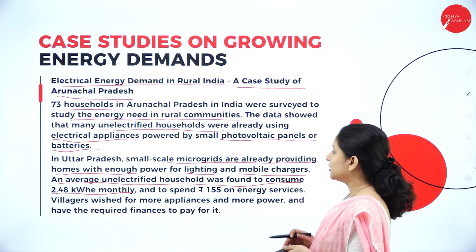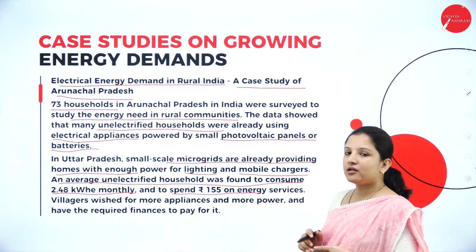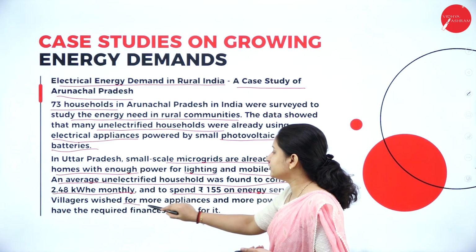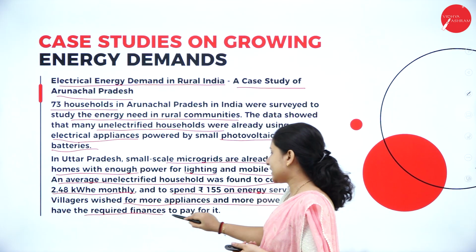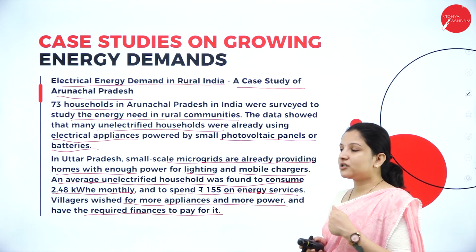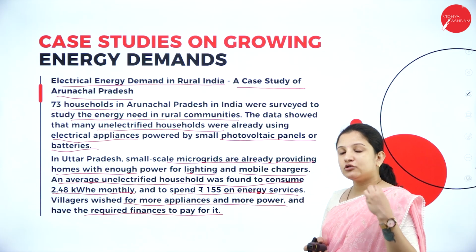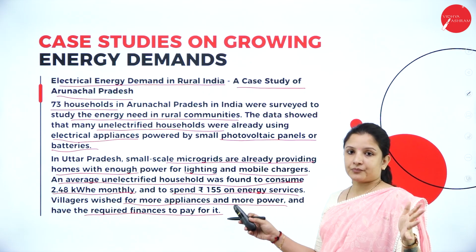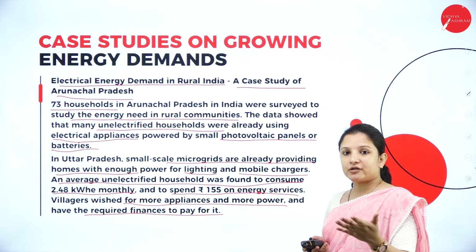So that was the reason. They were ready to spend an extra 155 on energy services, and still they wished for the use of more appliances and more power, and had the required finances to pay for it. They have finances with them, but because of the terrain in Arunachal Pradesh and Uttar Pradesh, it was not possible for the government to create big electricity plants so that high amounts of electricity can be provided to the people.